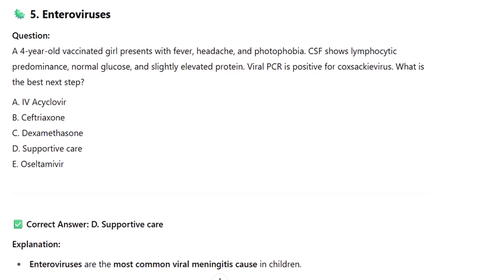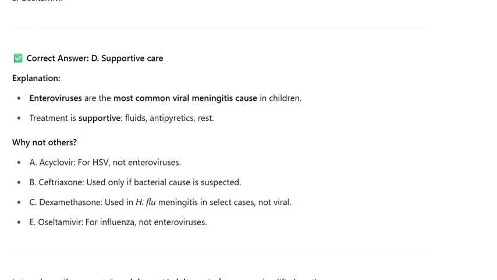Explanation. Enteroviruses are the most common viral meningitis cause in children. Treatment is supportive: fluids, antipyretics, rest. Why not others? A. Acyclovir is for HSV, not enteroviruses. B. Ceftriaxone, used only if a bacterial cause is suspected. C. Dexamethasone, used in H. flu meningitis in select cases, not viral. E. Oseltamivir is for influenza, not enteroviruses.